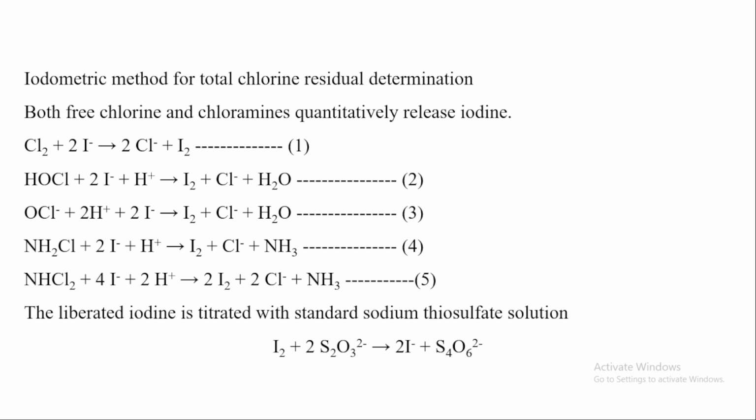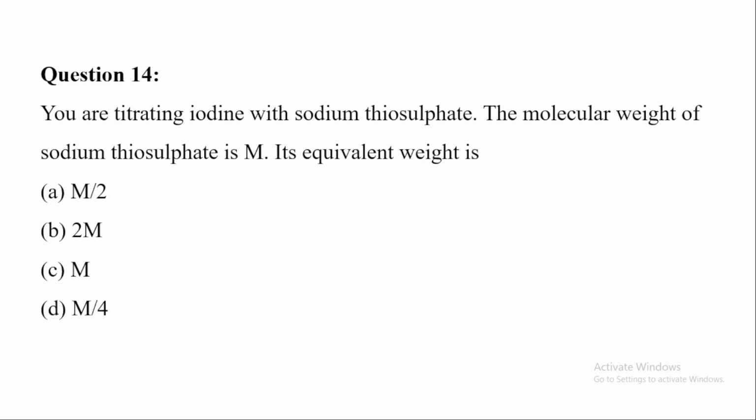Yeah. So, if you see, molecular weight of sodium thiosulfate is given as m. Equivalent weight is nothing but molecular weight divided by number of equivalents. Okay, equivalents means number of valence electrons. So, number of valence electrons is 1. So, m divided by 1 is m. Okay, so answer is option number C.